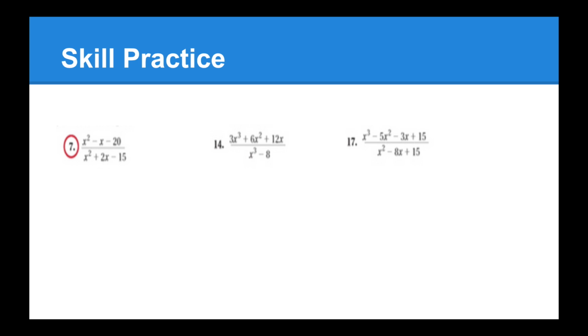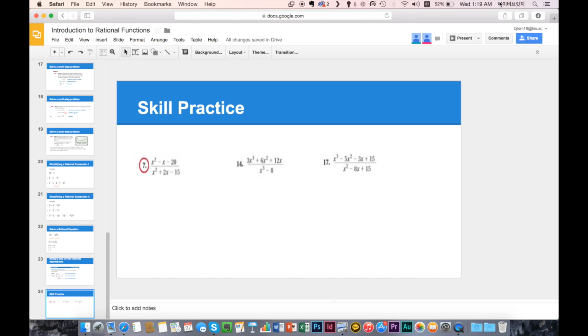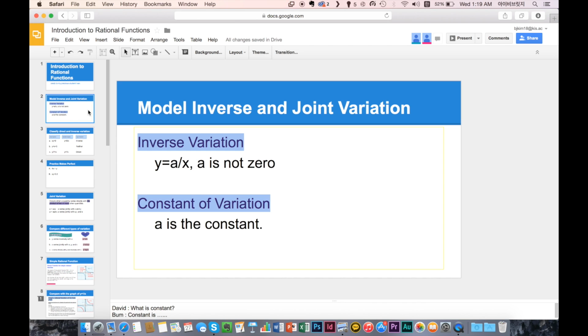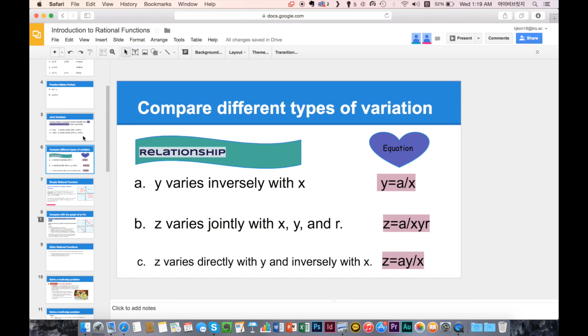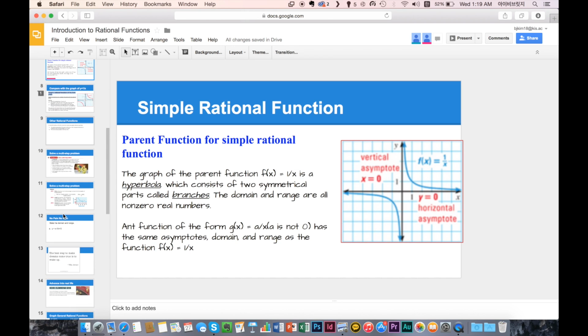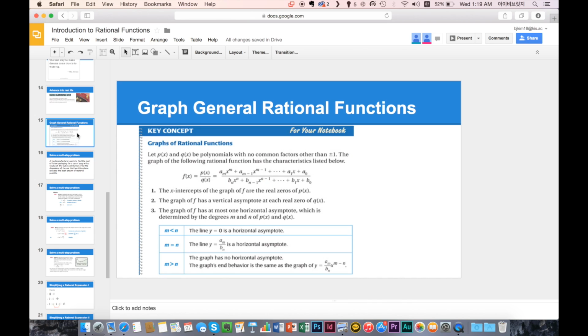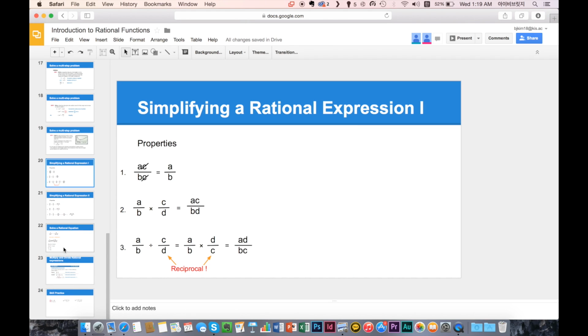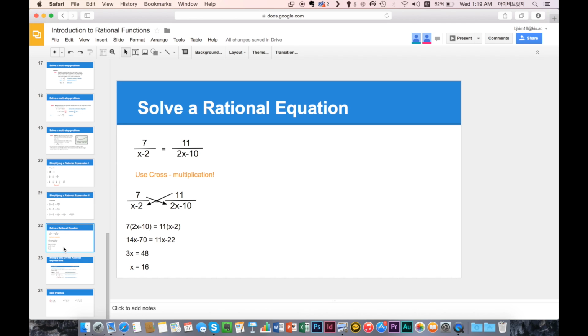So, with this one, now we will conclude our class. Today, we have learned about many different functions. We learned about rational functions, especially inverse and joint variation. We have learned about comparing these many different types of variation along with joint variation. We learned about simple rational functions. Then we learned how to graph general rational functions. And lastly, we have learned how to simplify rational expressions in terms of addition, subtraction, multiplication, and division.